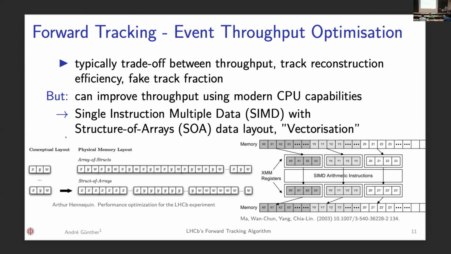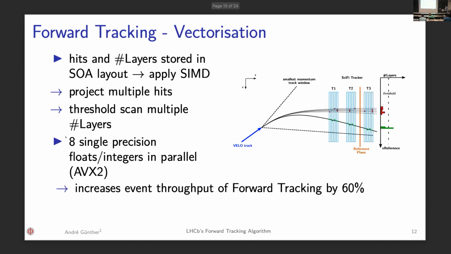This has the advantage that we can use these SIMD instructions of modern CPUs to process multiple of these data points at once. So shown here in this figure, you would process 4 X positions with a single instruction at once. This kind of data parallelism is very nice to speed up basic computations. And what you get for free essentially is better cache locality of these data structures, which is also very nice for modern CPUs. So how does this apply here to the forward tracking?